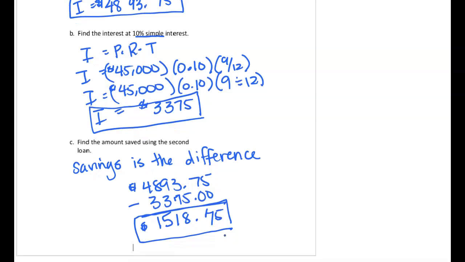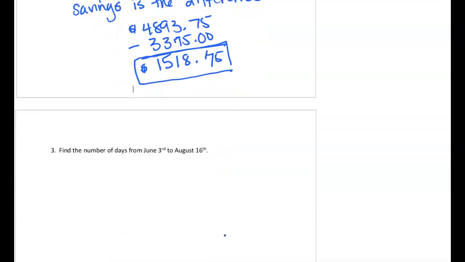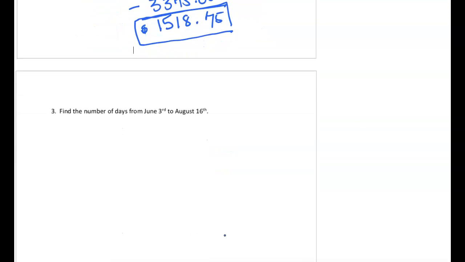Let's go ahead and try question 3. Find the number of days from June 3rd to August 16th. I'm going to handle this very similar to how we calculated days in a previous unit. I'm going to write down all the months from June through August. So June will have to calculate some days, July will have to calculate some days, and August will have to calculate some days. So in June, we're only going to use some of the days.